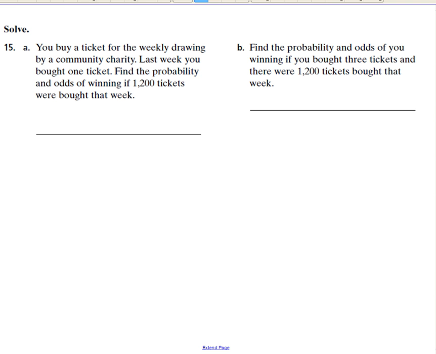All right, you buy a ticket for the weekly drawing. Last week you bought one ticket. What is the probability you're going to win? So how many favorable outcomes are there? Just one. 1 out of 1,200. So what are your odds? 1 out of 1,200. Okay. Can we simplify that? No.